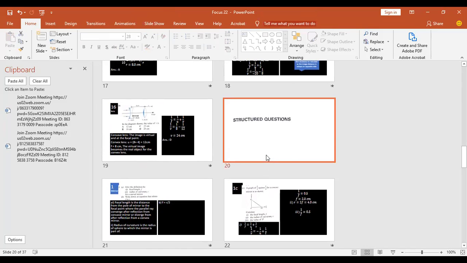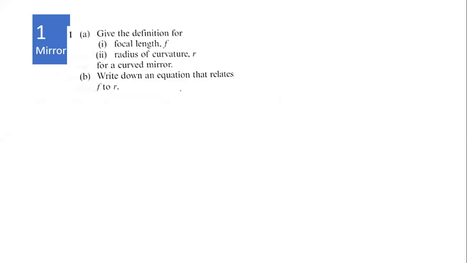Okay, let's go to structure questions. Those that I have not done with you, you can try out yourself. If you don't know, you can ask me. Okay, number one, give the definition for focal length, memory work.